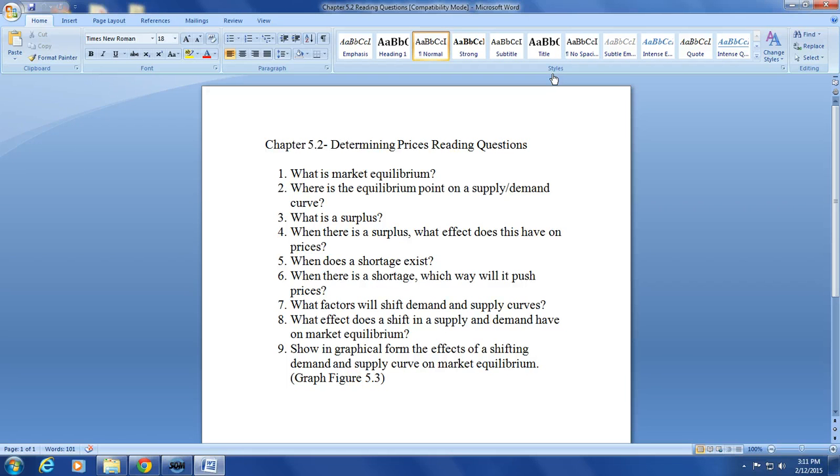So let's go ahead and move on to number 7. Turn with me to page 106. It says for number 7, what factors will shift the demand and supply curve? We already talked about this, but it's the determinants of demand and the determinants of supply. They are going to shift the demand as well as the supply curves. Now we're going to see what happens to market equilibrium when we do that.